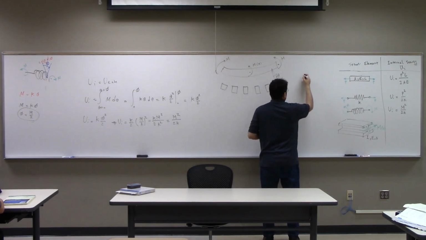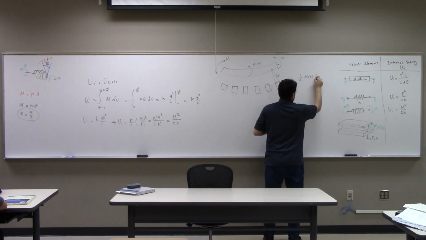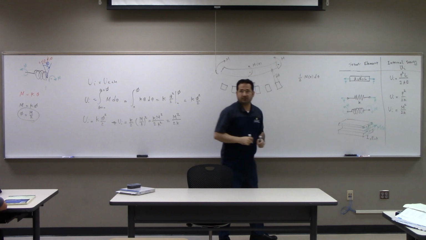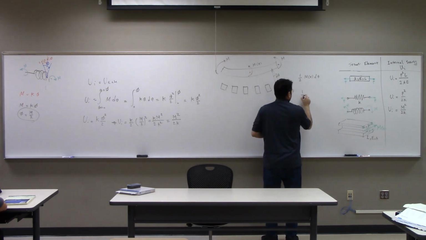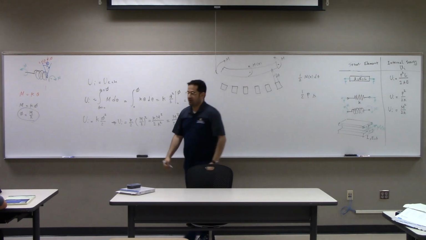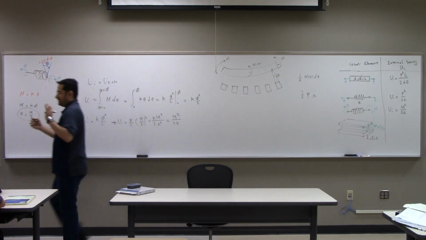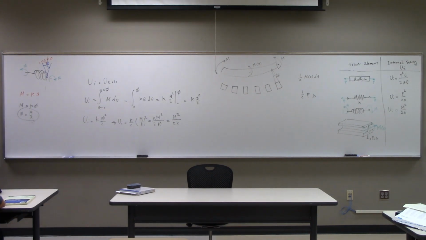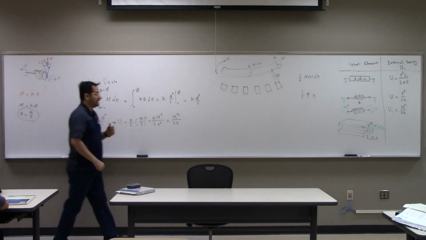It's going to be the external work, which is half of the final moment here times d theta. You remember we had half of force times the final force, which was P times the deformation delta. This was the external force that we applied to reach from force 0 to P. You see the linear plot I made for the force last time? We computed the area.